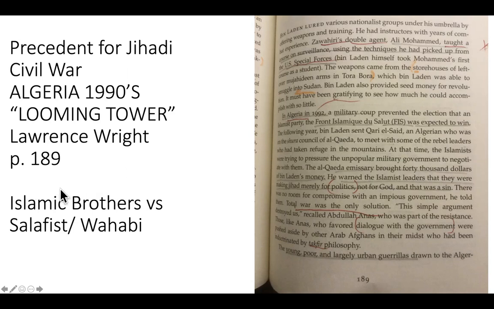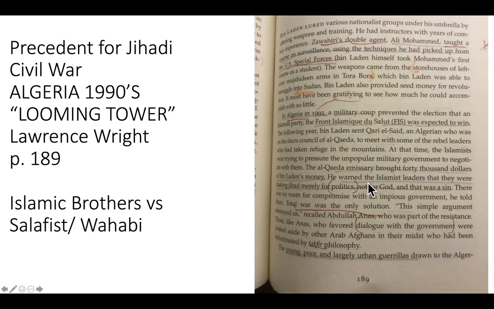So there was a branch in Algeria, and they were cooperating with the Algerian governmental system. They were running in an election, and they were going to win. And there was a military coup that prevented the more moderate Islamic Brothers from taking power. It wasn't like in Egypt where they gave them power for a brief period of time to see how they do, and then Sisi stopped it. In Algeria, they didn't even let them have an election that they knew they were going to win.